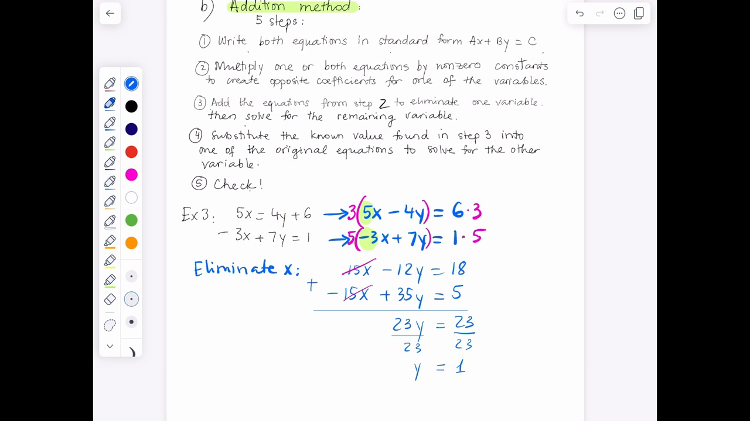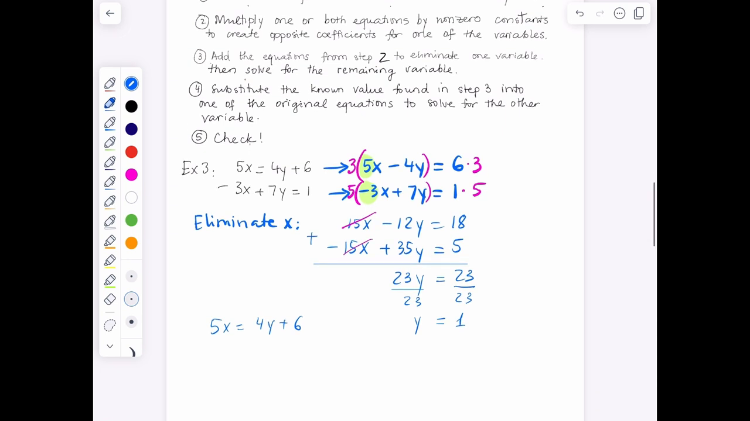Now to solve for x, let's look at step 4. Substitute the known value found in step 3 into one of the original equations to solve for the other variable. So look at the original equations, and you can pick whichever equation you want to work with. Let's say I want to pick the first equation. That is 5x is equal to 4y plus 6. I want to substitute 1 in for y, so I can solve for x.